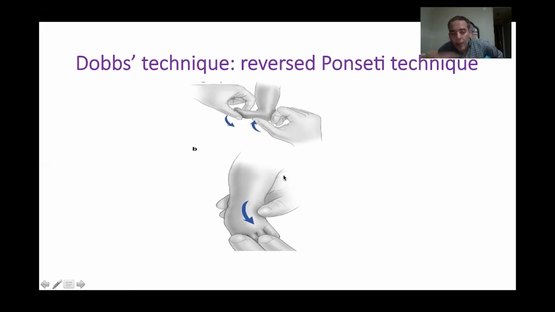Actually, the Ponseti technique and the reversed Ponseti technique are ideal treatment options for both, and we hardly need surgery ever nowadays. Thank you.